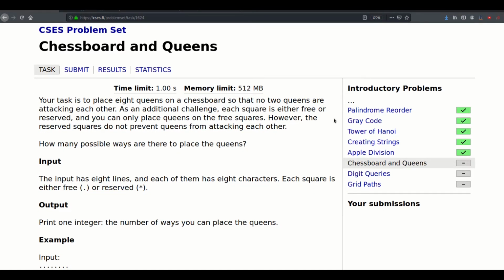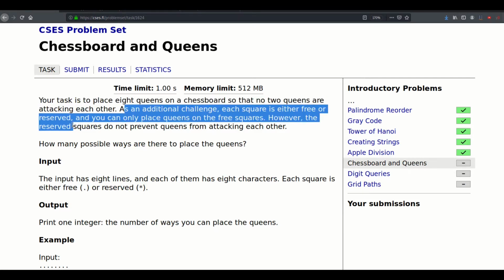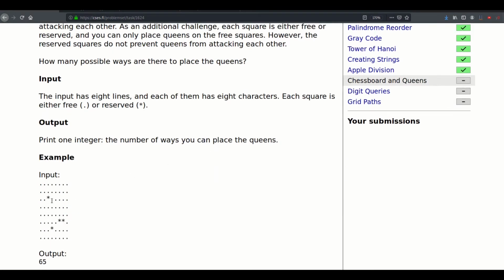First of all, this problem is very similar to the 8 queens problem, and the 8 queens problem is way easier because there is not this additional constraint of having reserved squares. And what they mean by these reserved squares is that you cannot place a queen here. So we have to check for that as well. And besides that, placing queens requires that they do not attack each other. That means that they should not be in the same column or the same row or the same diagonal. So these are the conditions we have to check for.